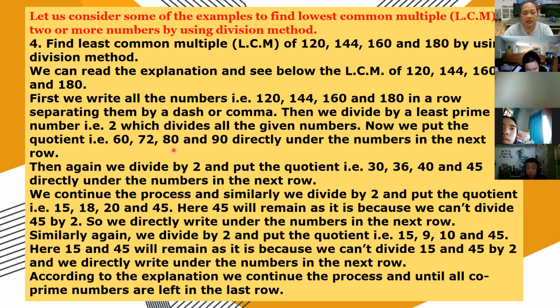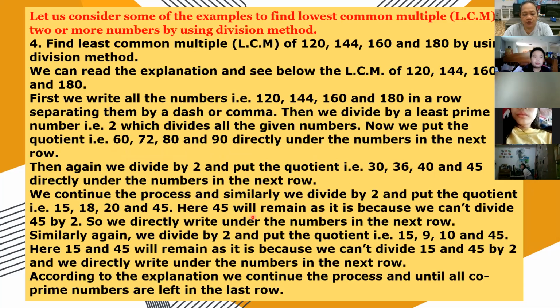60, 72, 80, and 90. This is dividing these four numbers by 2. So the answer is 60, 72, 80, and 90 directly under the numbers in the next row. Then again, we divide by 2 and put the quotient 30, 36, 40, and 45 in the third row. So we continue the process, and similarly we divide by 2 and put the quotient 15, 18, 20, and 45. That is the fourth row.